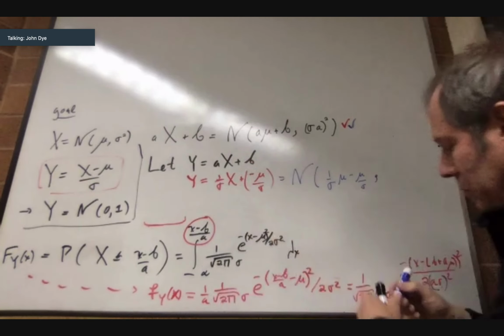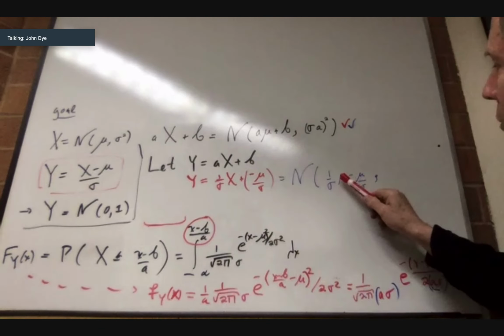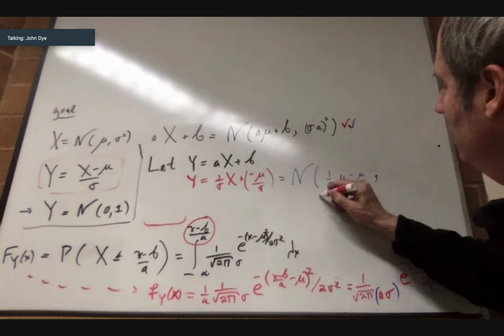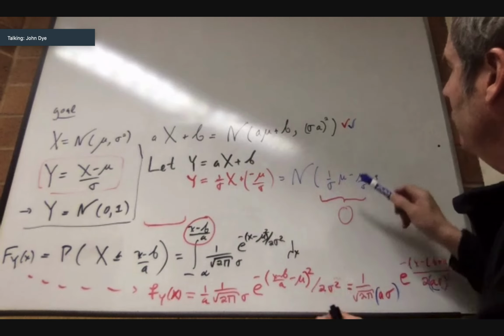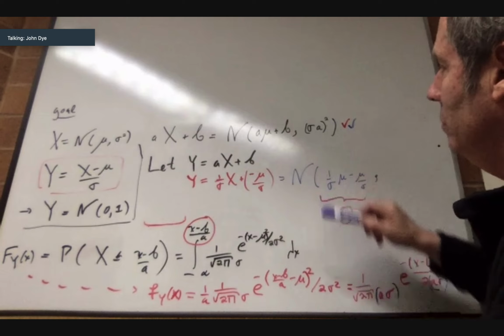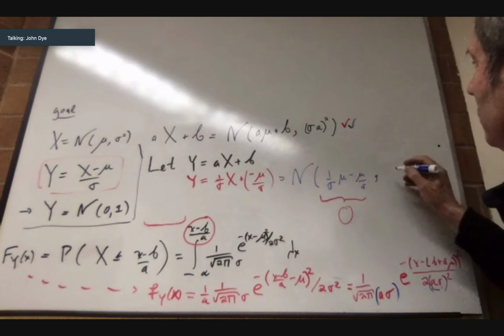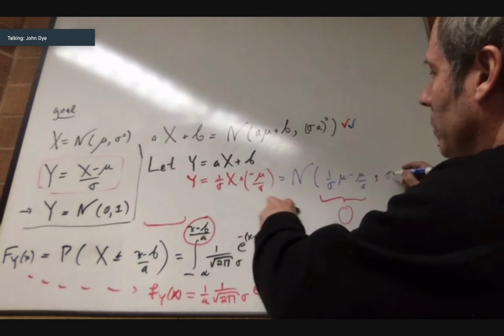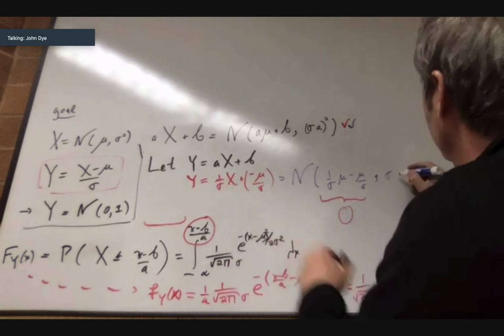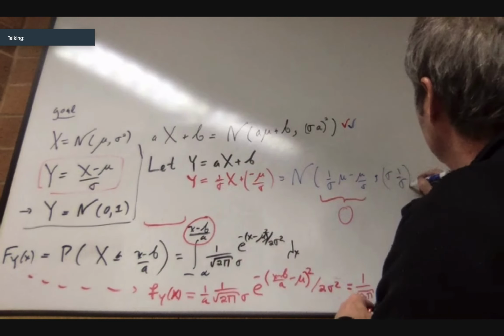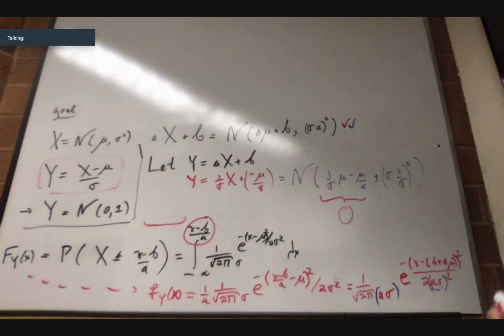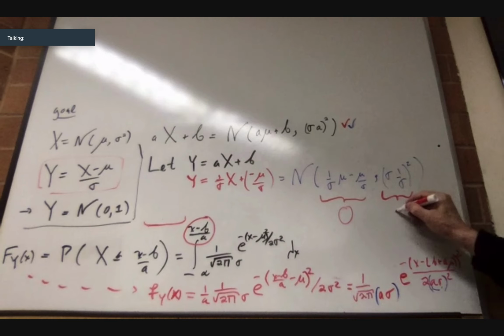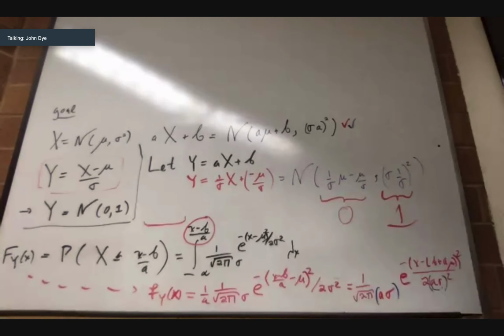So what is that quantity? Mu over sigma minus mu over sigma is 0. And then what about the standard deviation? The standard deviation will be sigma times A squared. So sigma came before, but what is A here? A is 1 over sigma. What is that equal to? That's 1. Okay, that was the simple part.